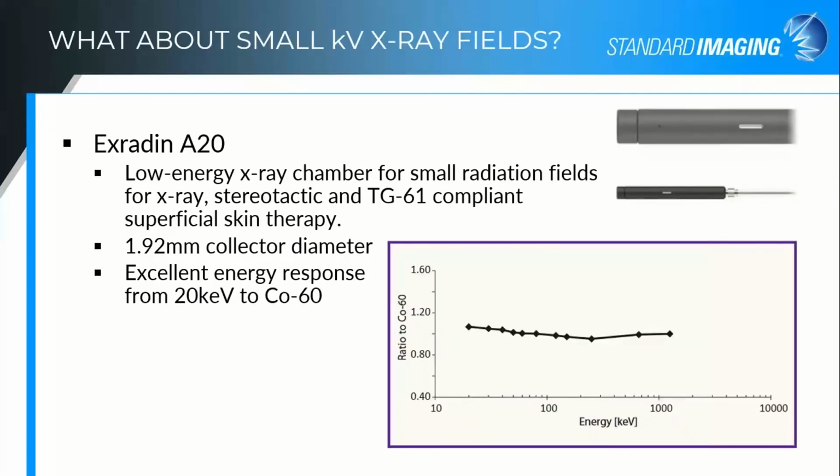So what about small X-ray fields? We have a very small parallel plate ionization chamber for low energy X-rays or electronic brachytherapy sources, that sort of thing, superficial skin therapy. This chamber has a mini parallel plate here at the tip. It's got a just under 2 millimeter diameter collection region. And excellent energy response for those lower energy X-rays up to cobalt 60.